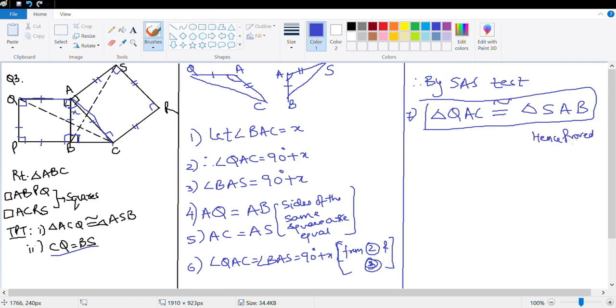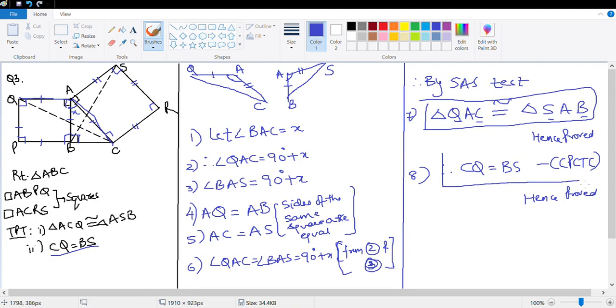Next part of the question, CQ and BS. So CQ, from 1 and 3, and BS. Number 8. Therefore, CQ is equal to BS. Reason: CPCT. Hence proved. Like I said, good habit to highlight the final step where you prove whatever has been asked in the question. Let's move on to the next question.